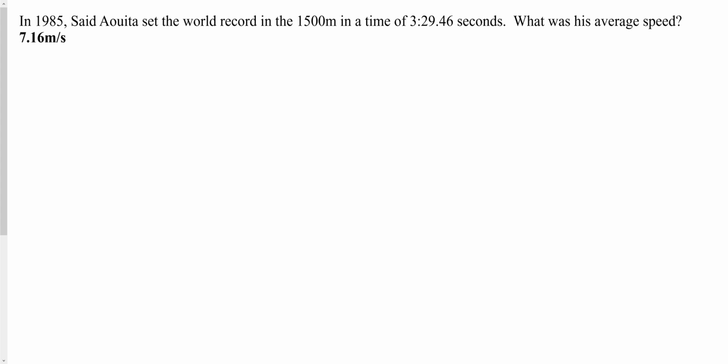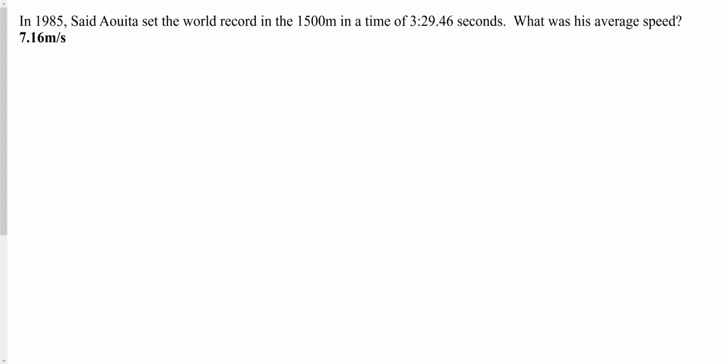All right, let's try this one. This is more about reading a clock than anything else. Okay, 1,500-meter race. Said Aouita was a Kenyan runner. Oh, this is the big Kenyan runner. He was one of the first people to use altitude training, and as a result, was very fast in the middle distances.